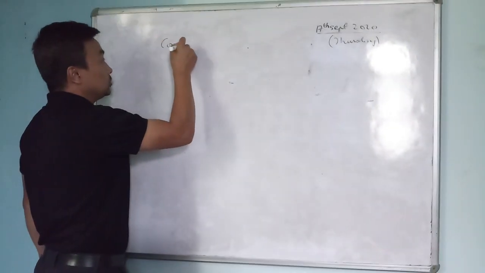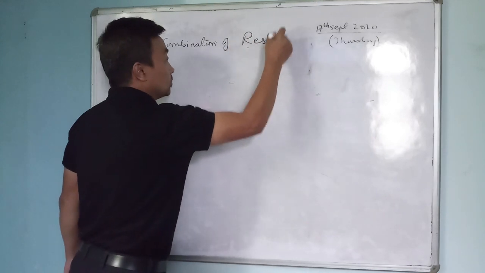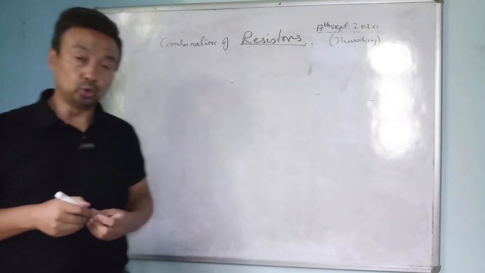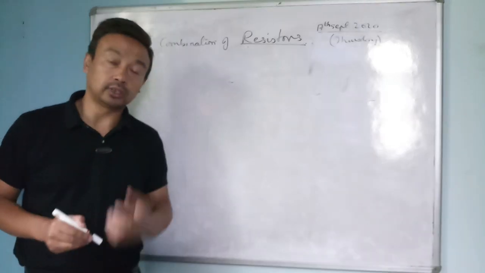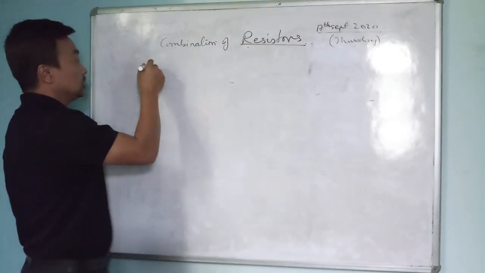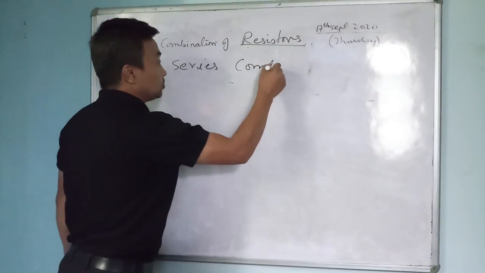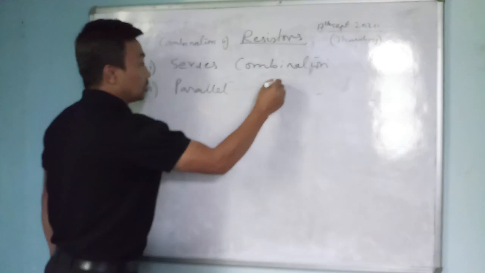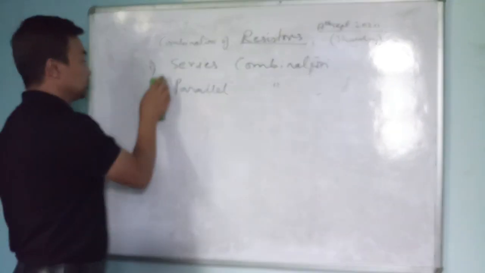The topic for today is combination of resistors, or we can also call it resistances. Two or more than two resistances or resistors in a circuit can be combined in the following two ways. The first one is the series combination, and the second one is the parallel combination. Now first of all we will take up the first combination, that is the series combination.